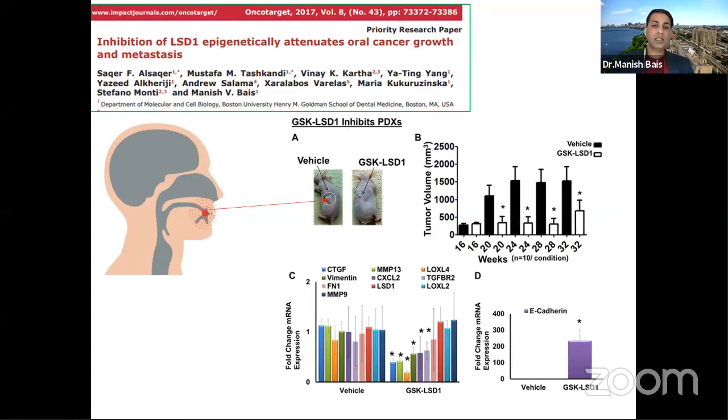So going back to testing our hypothesis whether this is a good target or not, we implanted human tongue tumors onto the back of the mice. These are nude mice, they don't have an immune system, and we can grow these tumors in the mice, like clinical tumors. And then we treated with an inhibitor developed by GlaxoSmithKline, GSK LSD1. And you can see these black bars without inhibitor, and the white bars with inhibitor, and there is a reduction in tumor growth. Meaning this drug can work and it restricts the growth. And of course, it also shows inhibition of specific targets and upregulation of E-cadherin. So it affects EMT also.